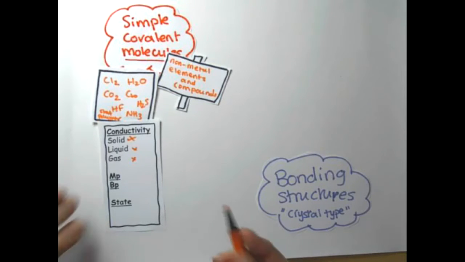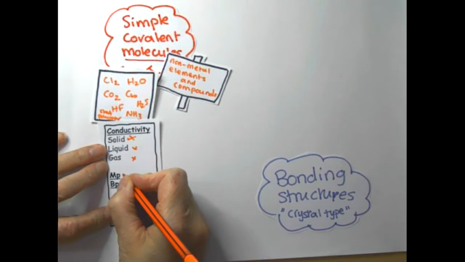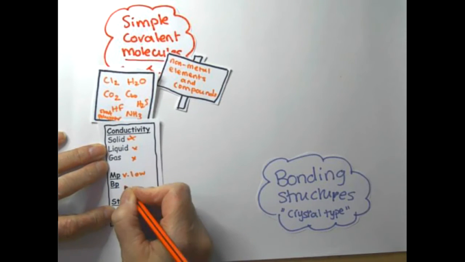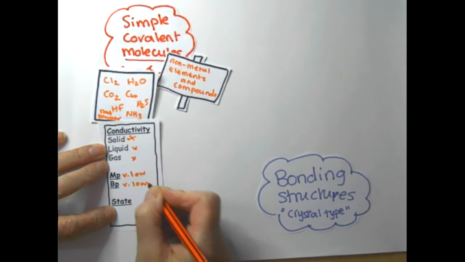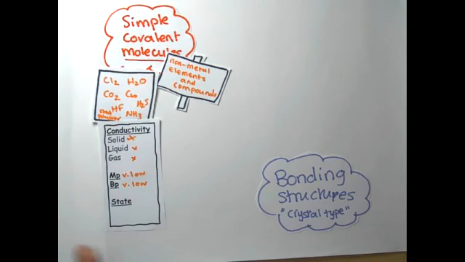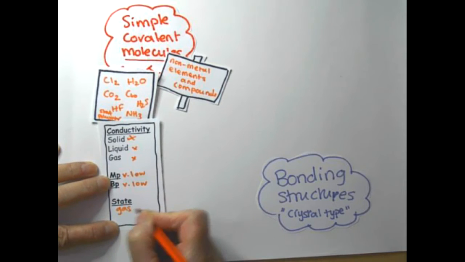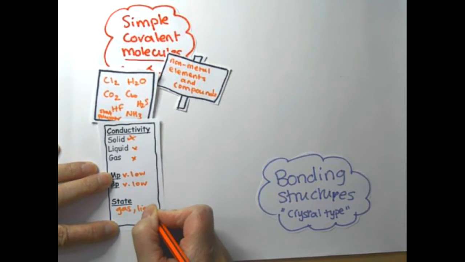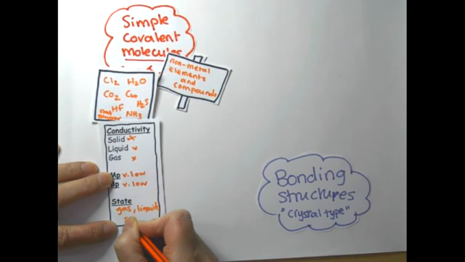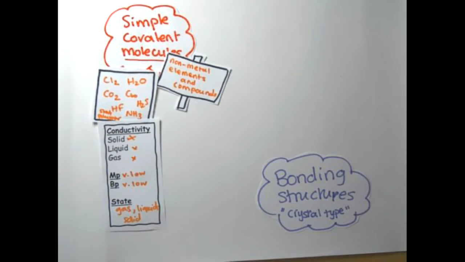Okay, so their melting points tend to be very low, and the boiling point is very low as well. They do tend to be gases unless they've got more molecules in them, and then they can be liquids or solids. So in terms of the state, we see them mainly as gases, but we can also get liquids and we can get solids as well. The bonding that they've got in there are covalent bonds.